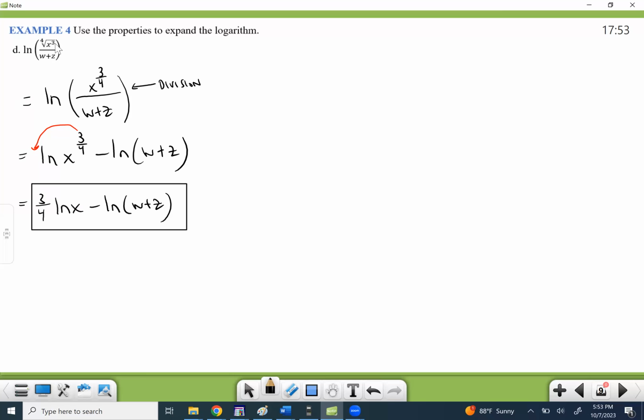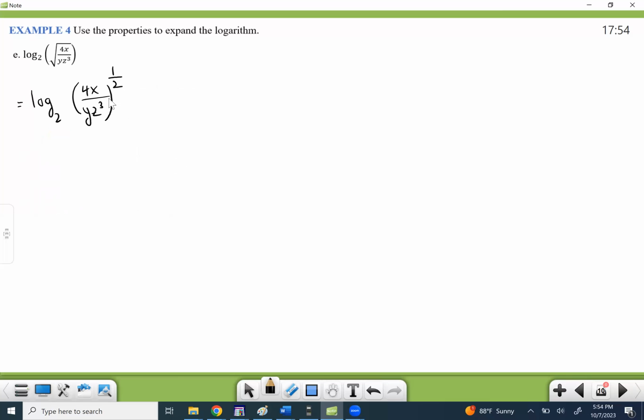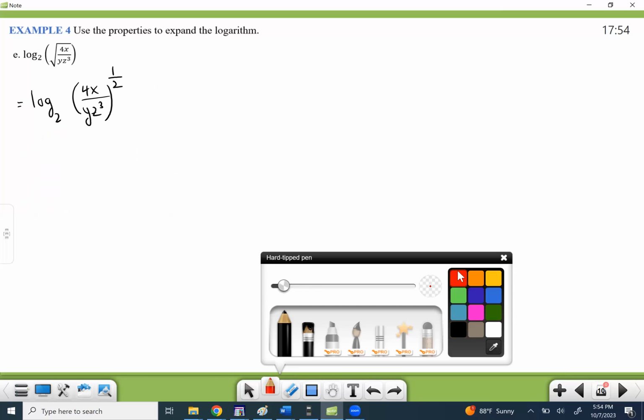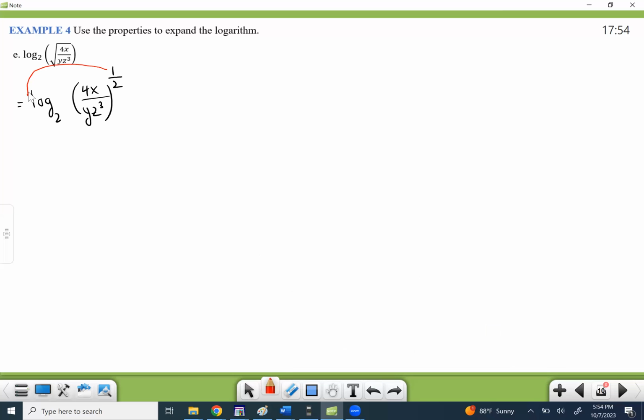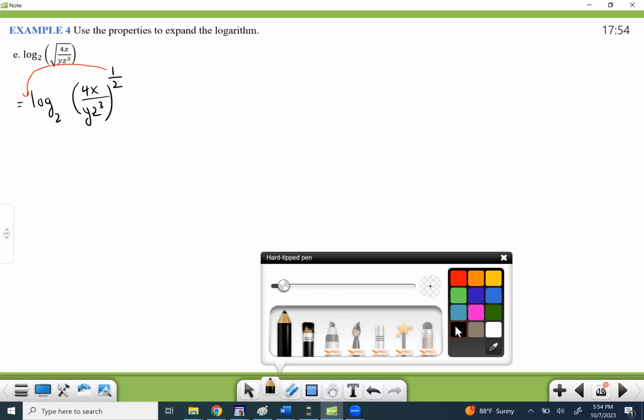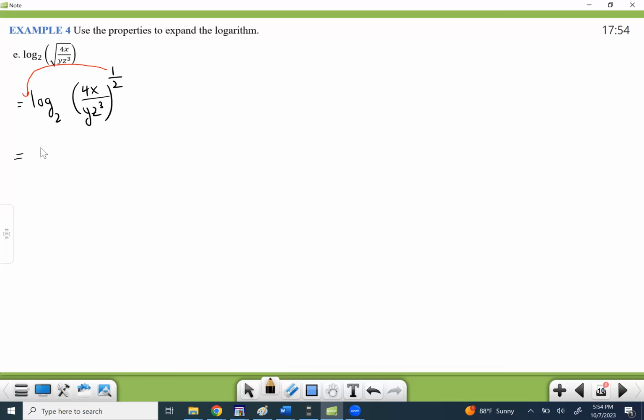If there wouldn't have been a 3 here, then we would have had to put a 1 in the numerator. And that's the case here on our problem. All of this 4x divided by yz to the third has 1 as its exponent. And so that's why we're putting it all underneath a 1. Okay. All right, so we're going to power property this. We're actually going to do that first. We've got to get this 1/2 exponent out of here before we can do the quotient rule, before we can take care of the division.